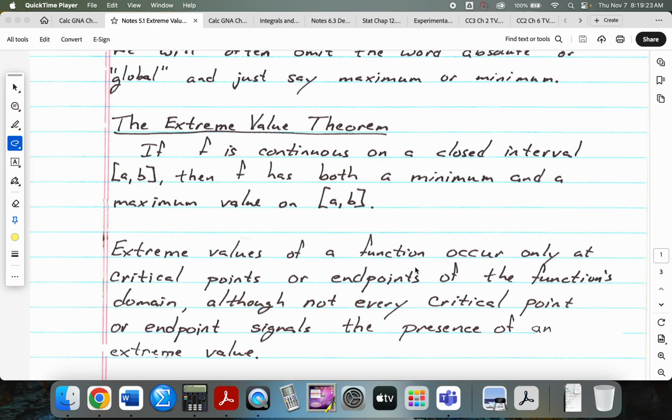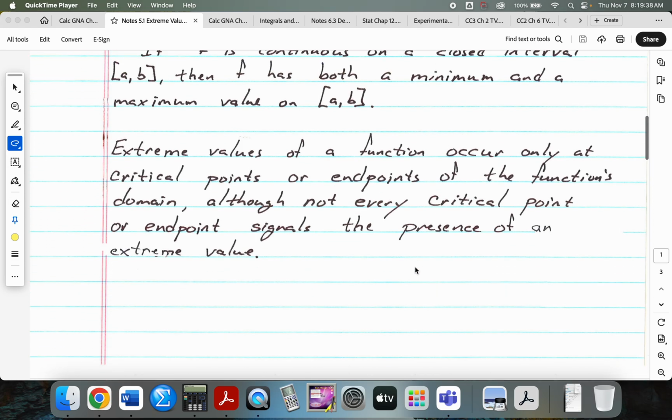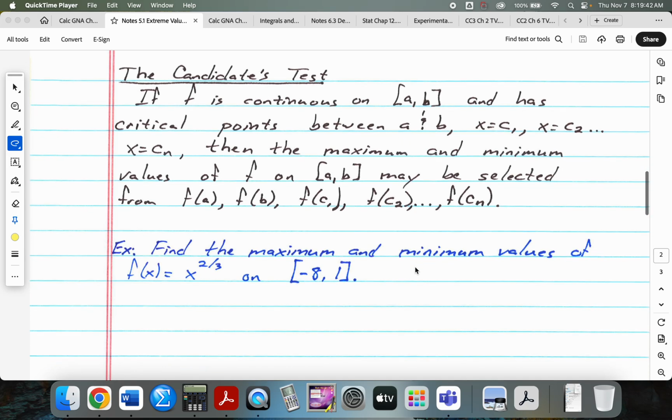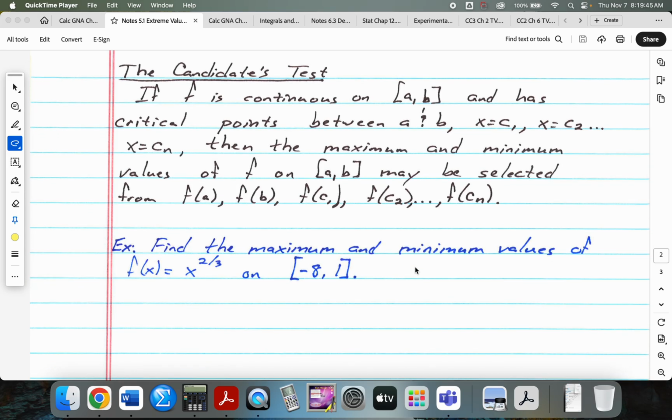So what we've been doing so far is we've been just looking at the interior of the interval and looking for local maximums and local minimums. Now we're going to look at the interior of the interval and at the endpoints of the interval if there are any. We'll talk more about the if there are any later. This leads us to something wonderful, which your book doesn't call the candidates test, but every person I've ever talked to about this subject calls it the candidates test.